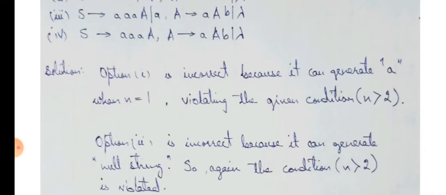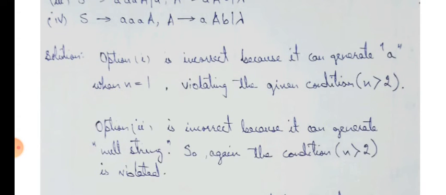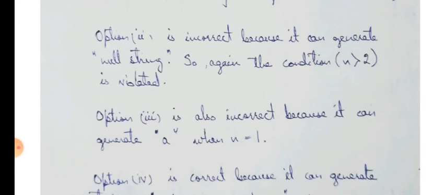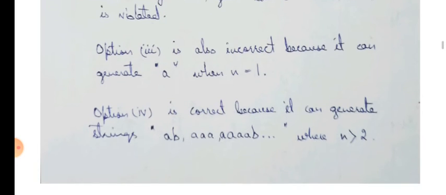Now, coming to the solution, option 1 is incorrect because it can generate a when n is equal to 1. The given condition is n is greater than 2, so option 1 is violating the given condition. Option 2 is incorrect because it can generate the null string, so again the given condition n is greater than 2 is violated. Option 3 is also incorrect because it can generate a when n is equal to 1. But option 4 is correct because it can generate strings like ab, aaa, 4 times ab when n is greater than 2.